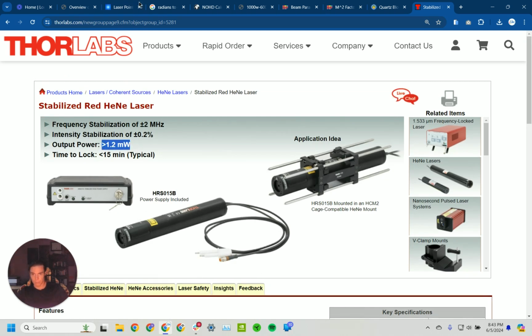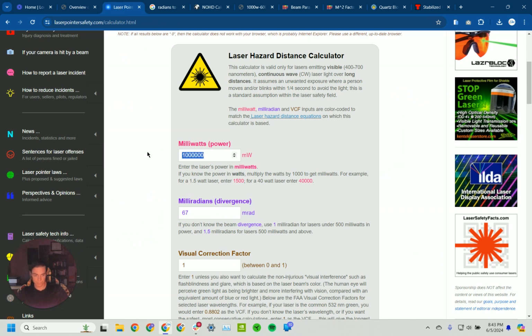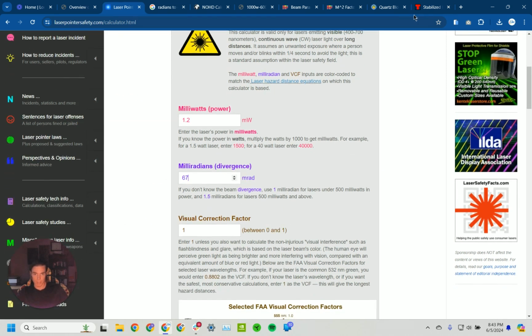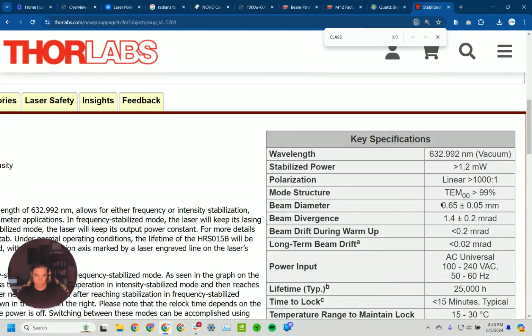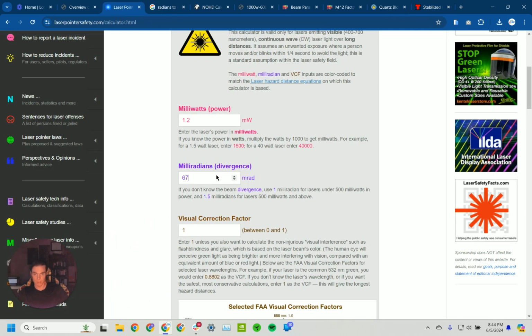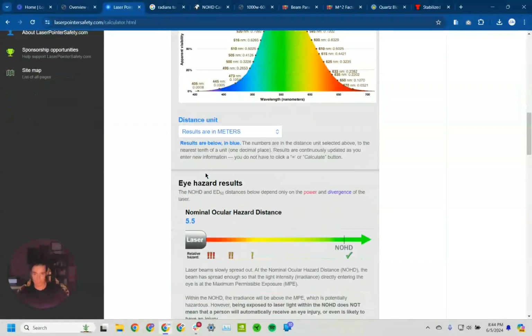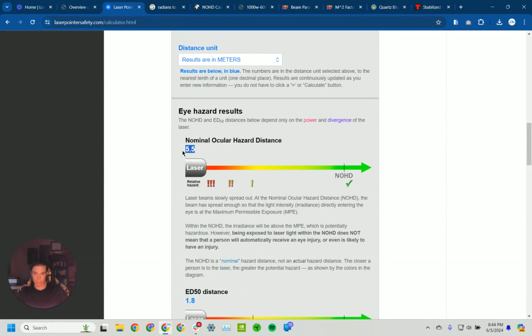So our output is 1.2 milliwatts, 1.2, and then our divergence. So our divergence here is 1.4 milliradians. Great. Right? So our power level is really small, our divergence is really small. We should be in really good shape. And certainly so, we are. 5.5 meters nominal hazard distance.